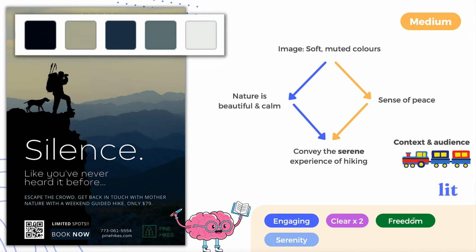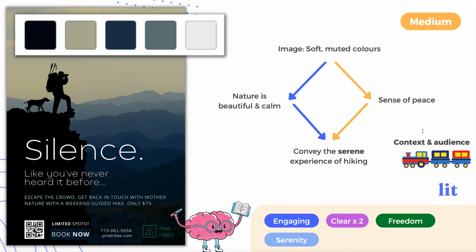The next technique is a medium difficulty one, which is the colors in the image. The colors are very soft, muted colors: dark yellow, gray, different shades of blue. And so this suggests that nature is very beautiful and calm. It creates a sense of peace within us. These colors aren't super bright, like the pink and the purple. These are very dull and mellow. And so this conveys the serene nature of hiking. So let's add in the idea or the theme of serenity. Also, we can talk about the context and audience again, the train, right?